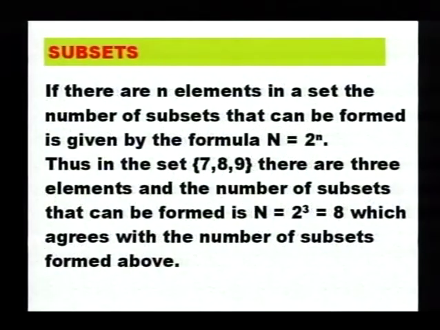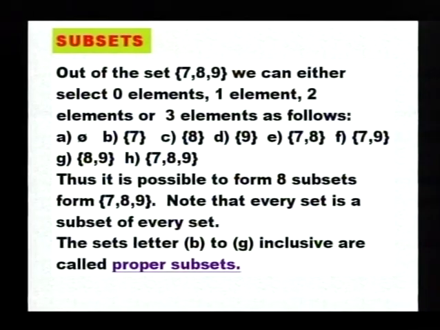Okay, so in the set 7, 8, and 9, there are 3 elements, and the number of subsets that can be formed is 2 cubed, which is equal to 8, which agrees with the number of subsets formed above, which is that we've got 1, 2, 3, 4, 5, 6, 7, 8 subsets.